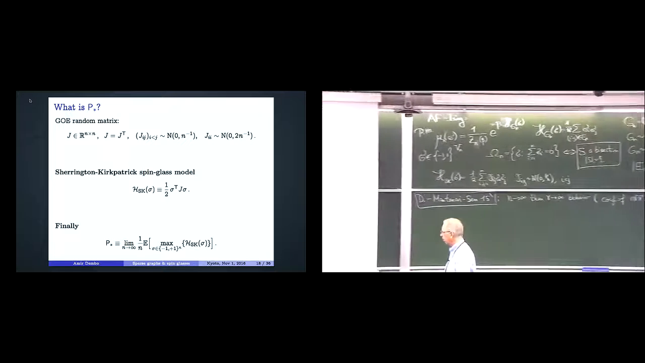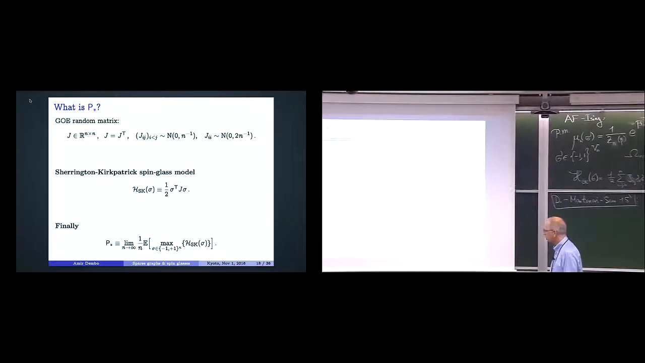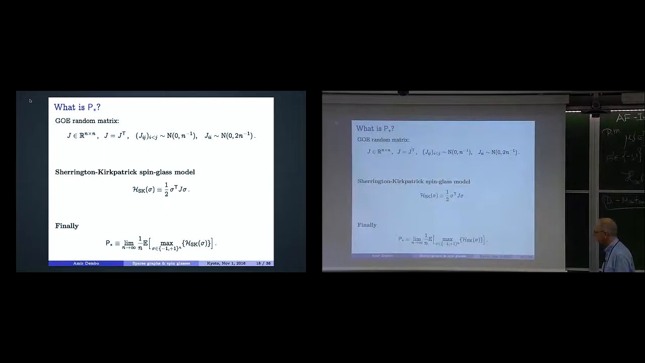And as I said before, as in the other examples, it always concentrates, so we can take the expected value. This is a sequence of numbers. This sequence of numbers was proved to have a limit. That's exactly the point of the Guerra-Toninelli interpolation. And this limit we call P star.